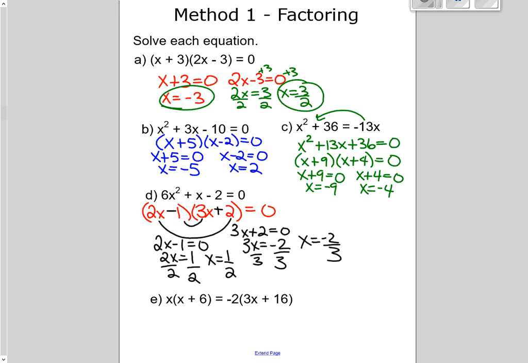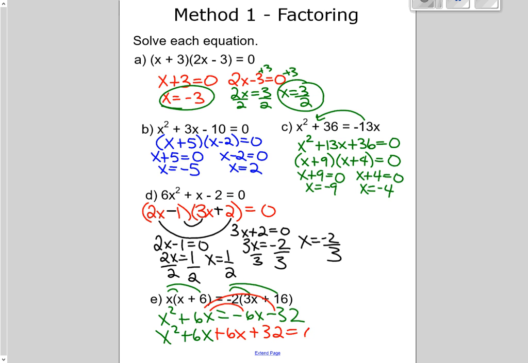Okay, last one here on this side. Ooh. Now this looks really big and messy, but actually it's not too bad. We're going to start by getting rid of our brackets. To do that, I'm going to take what's outside my brackets and multiply it into everything inside. So I get x squared plus 6x equals negative 6x minus 32. And then I'm going to move everything. So x squared plus 6x stays here, and I'm going to move this negative 6x over, where it becomes a positive 6x. And I'm going to move the negative 32 over where it becomes a positive 32, equals 0.